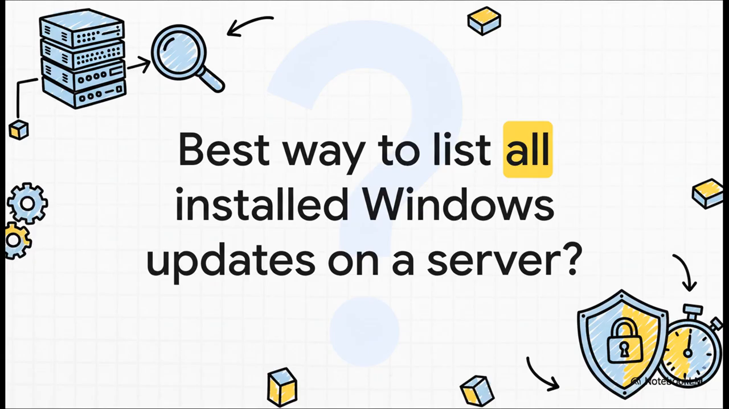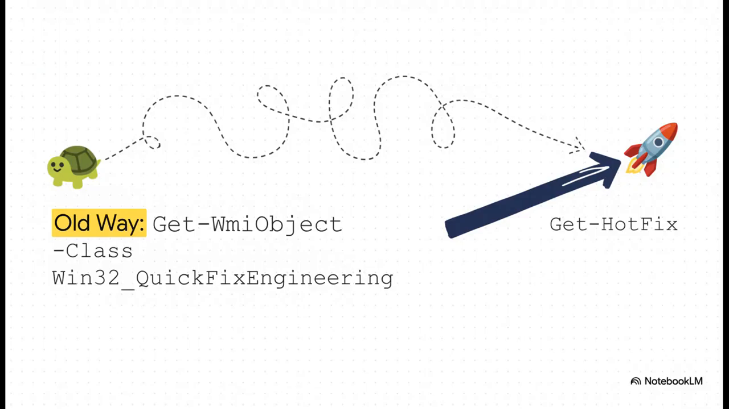Okay, next up, a classic sysadmin task. It's right after Patch Tuesday, you've got to audit a server. So what's the fastest, most accurate way to get a list of every single Windows hotfix that's been installed on that machine? For years, the standard way was using that clunky command Get-WmiObject -Class Win32_QuickFixEngineering. And look, it works, but it is so slow.